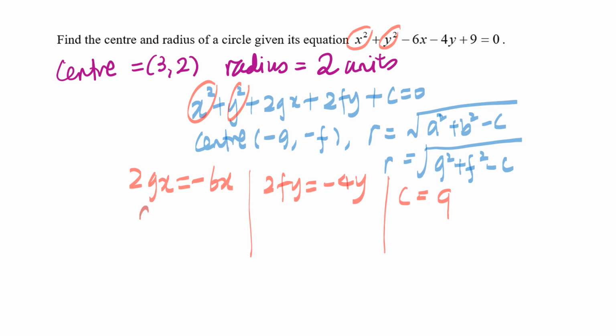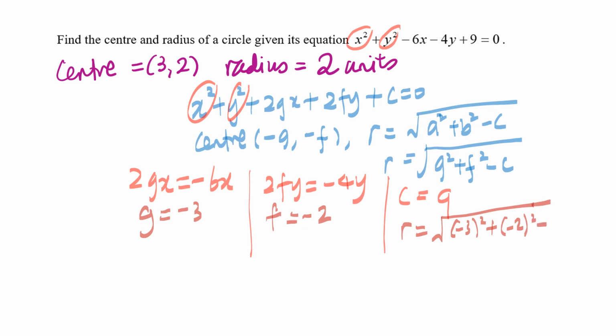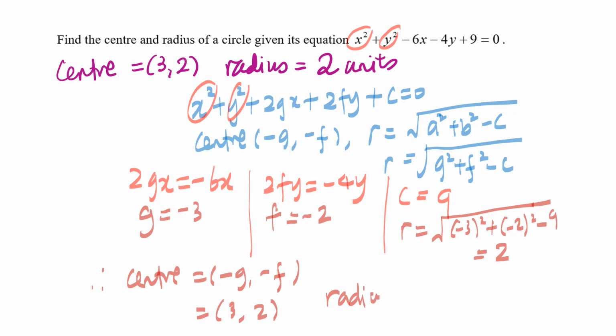From there you can find the value of g, which is negative 3, the value of f, which is negative 2, and the radius, which is the square root of negative 3 squared plus negative 2 squared minus 9, and that gives you square root of 4, which is 2. So the center equals negative g, negative f, which is negative times negative 3, positive 3, negative times negative 2, positive 2, and radius equals 2 units, which is the same values you get when you apply the completing the square method.